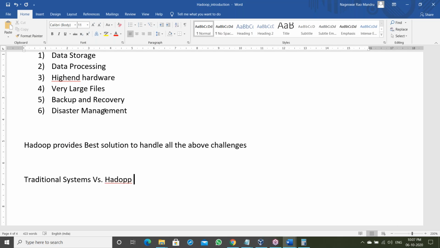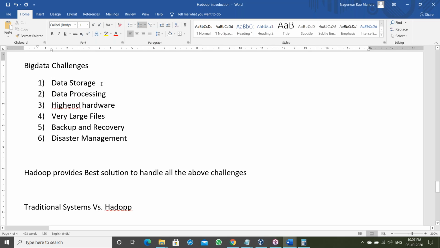Data storage. How will a traditional system store and maintain data here? Next, the same data in Hadoop, how will it be maintained? Storage in traditional systems versus Hadoop. Very interesting topic. Yes, data storage: how in a traditional system, then how in Hadoop.